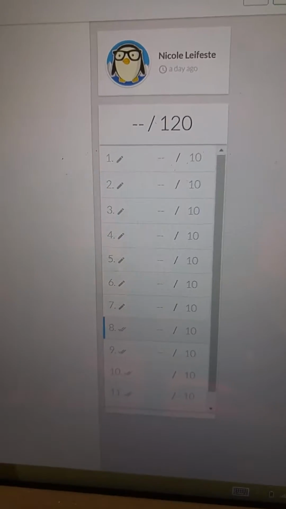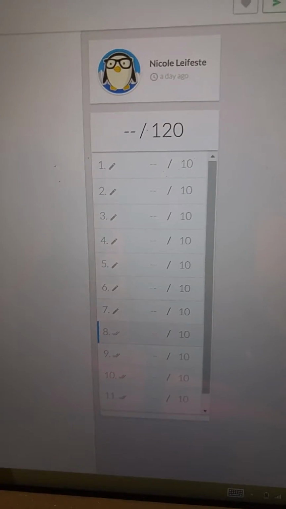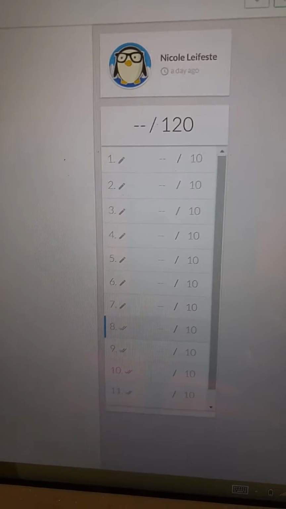So don't be like crazy thinking, oh, I got all kind of bonus points, because you didn't. You're going to actually get a percentage grade. So it's going to show you a percentage grade as well.